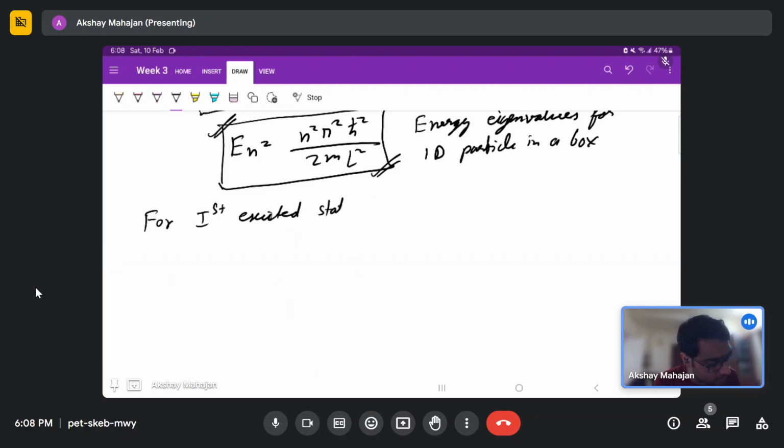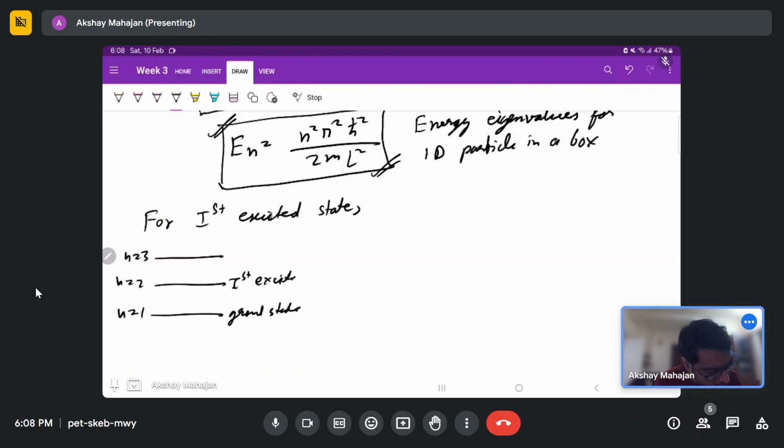But this is important to remember: if we are saying first excited state, it means n is equal to 2. When we say ground state, n is equal to 1, that is the lowest energy. When it says first excited state, then n equals 2. If it says second excited state, it means we have to take n equals to 3. So we have this kind of energy levels, n equals 1, n equals 2, n equals 3. This is our ground state. This is our first excited state, and similarly this will be our second excited state.